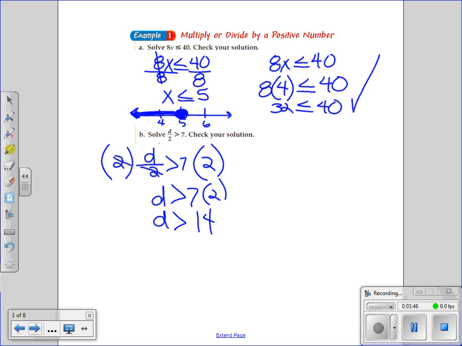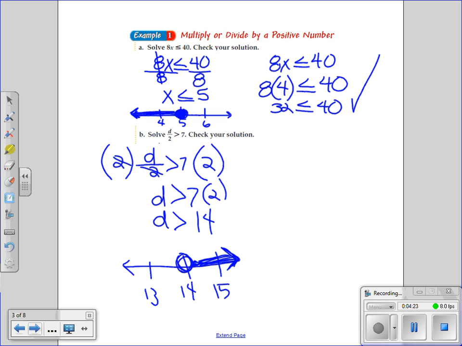Is that true? Okay, so our solution will look something like this. Here's 14. I circle 14. I do one number on this side of 14, and I do a number on this side of 14. Now, D is greater than that. Is it going to be 13? No. Is 15 greater than 14? Yes. So my line's going to go this way. And do I leave an open circle or a closed circle? It's going to be an open circle because 14 is not part of the solution.